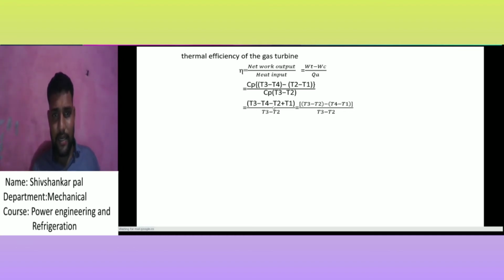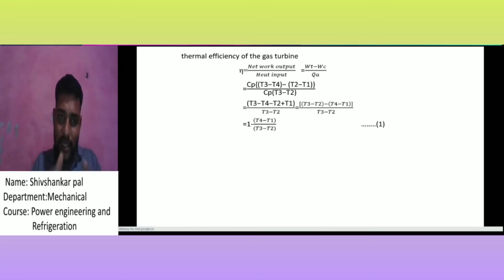Take T3 and T2 in one bracket, that means T3 minus T2, and in the second bracket T4 and T1, but here take a minus common. Then T4 sign is positive, and our positive sign converts into negative. Then divide into individual parts: T3 minus T2 divided by T3 minus T2 gives 1, minus (T4 minus T1) divided by (T3 minus T2). So that is our thermal efficiency of the gas turbine. But it is not in the easiest form.